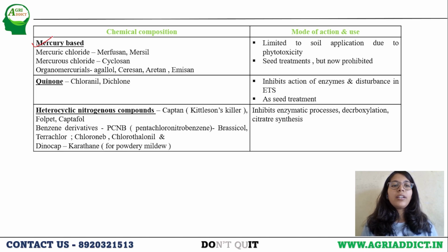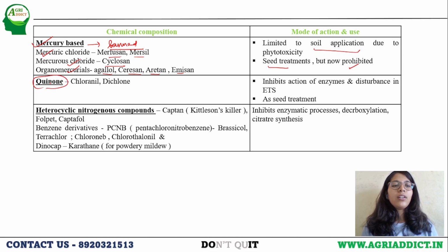The other group is mercury-based fungicides. Now the mercury-based fungicides are not in use. These are completely banned due to the toxicity of the mercury. There were other groups like mercuric chloride, Merfusan and Mercil, mercurous chloride, Cyclosan, and organomercurials: Agallol, Sericin, Eritan, and Emisan. They were rarely used for soil application, and sometimes for seed treatment, but now they are prohibited.